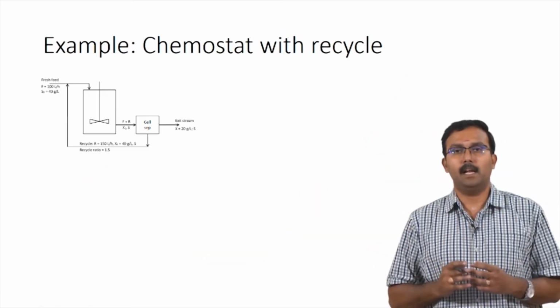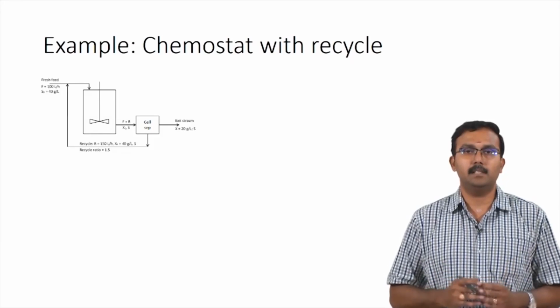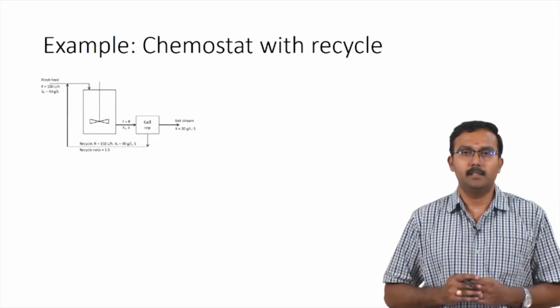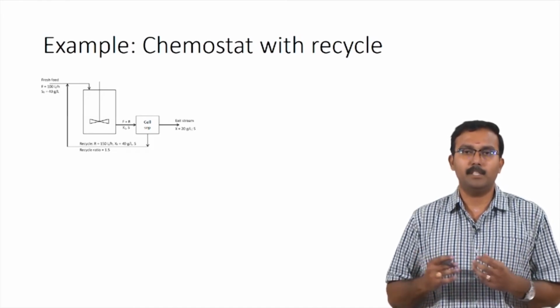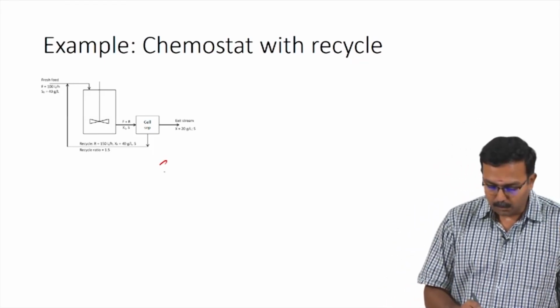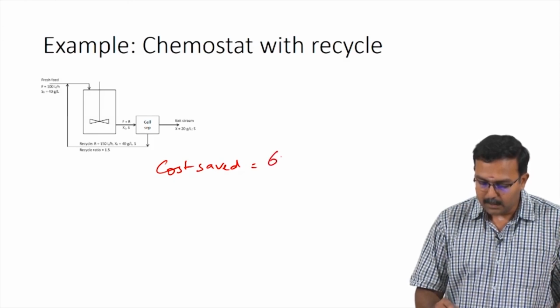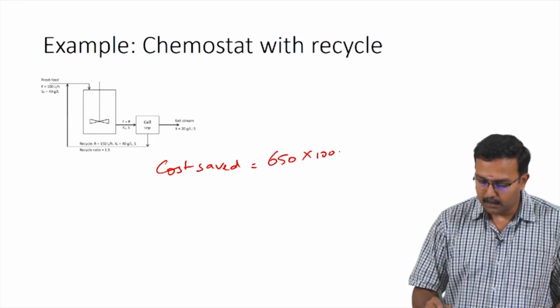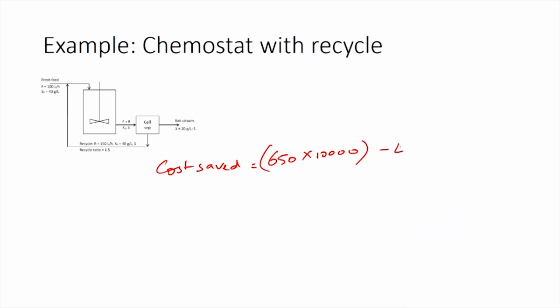For the first setup, we had calculated the reactor volume to be 650 liters, and for the second setup with recycle, we have calculated the reactor volume to be 400 liters. From these two values, we know that there is significant cost savings. So, we need to account for how much cost can be saved by using this recycle stream. The cost saved would basically be 650 times 10,000, which is the cost per liter of reactor of a chemostat, minus 400 times 10,000. This is the difference in the cost for the reactor.